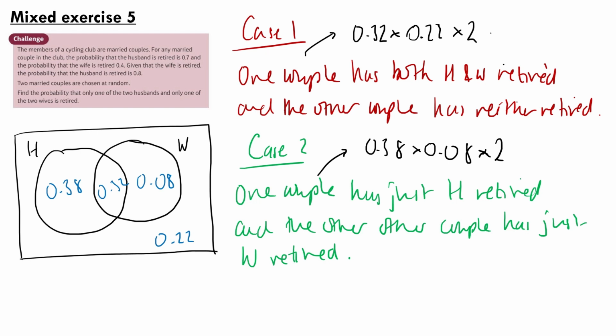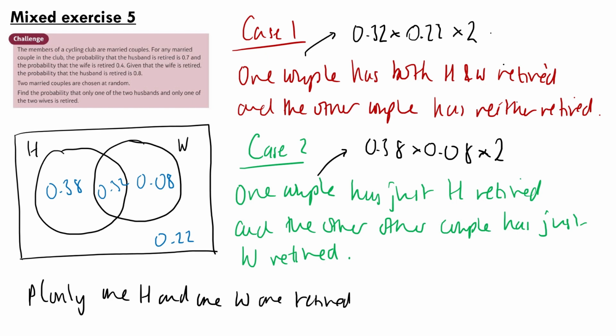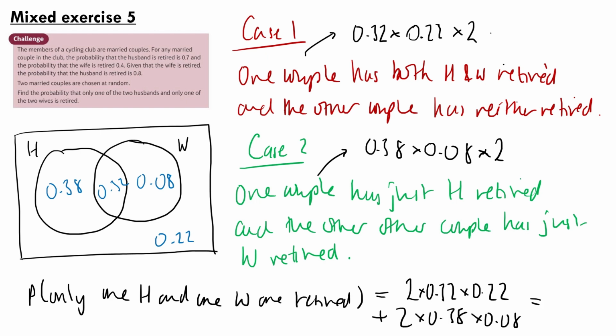And so our total probability that only one husband and one wife are retired is equal to 2 times 0.32 times 0.22 plus 2 times 0.38 times 0.08, and that gives us 0.2016, and that is our final answer.